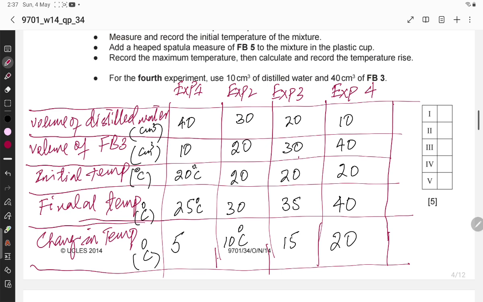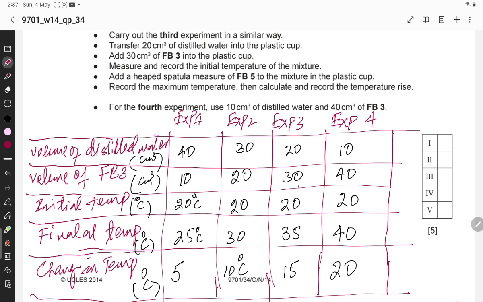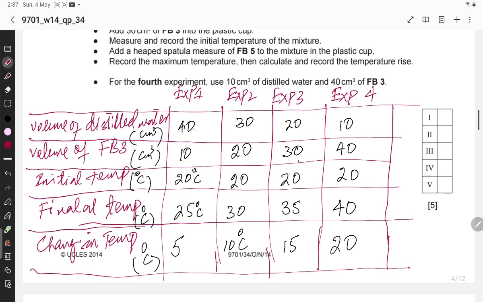Now use this table to record the initial temperature and all the data in these four experiments: volume of distilled water, then volume of FB3, initial temperature, final temperature, and change in temperature. So experiment 1, 40 cm³ of distilled water and 10 cm³ of FB3 is used. In experiment 2, 30 cm³ of distilled water and 20 cm³ of FB3. And similarly in experiment 3, 20 cm³ of distilled water and 30 cm³ of FB3 is used. And in experiment 4, 10 cm³ of distilled water and 40 cm³ of FB3 is used.